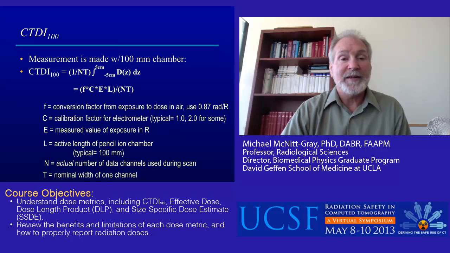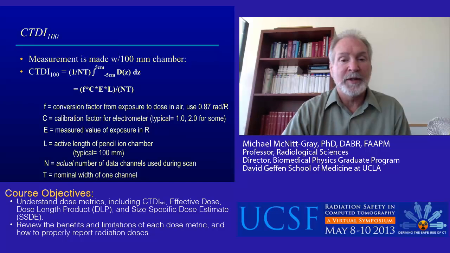CTDI 100 is made with a 100 millimeter ionization chamber, and it falls into this nice equation of 1 divided by NT, and it's the integral from minus 5 centimeters to plus 5 centimeters of the dose profile. Well, luckily that turns into a very simple algebraic equation. It's equal to these terms, F times C times E times L divided by NT, and I'll define each of these terms right now. F is a conversion factor from exposure to dose in air.